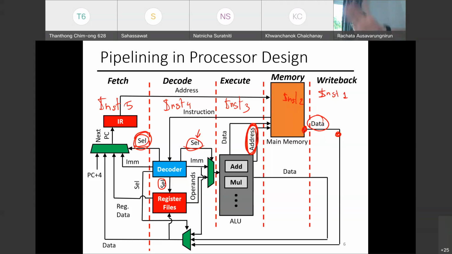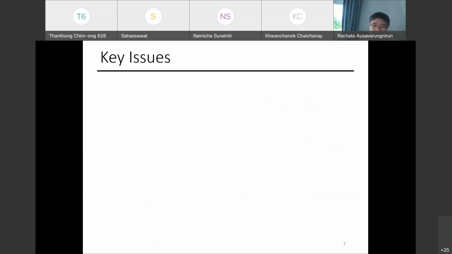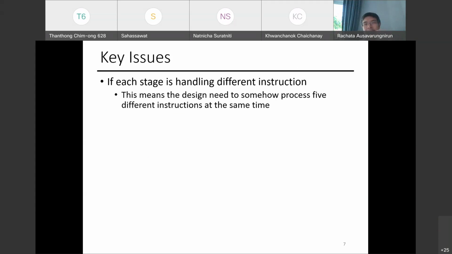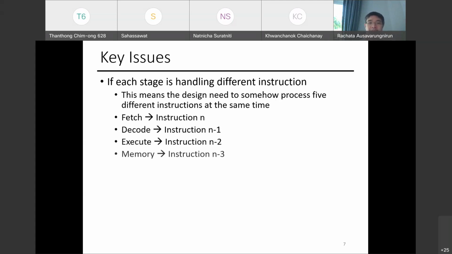So I'm going to go through the text part now that I've drawn things on a figure. So these are the key issues. Let's say each of the stages is handling a different instruction: instruction 1, instruction 2, instruction 3, instruction 4, instruction 5. It means that the design somehow has to process all the signals for all 5 instructions at the same time, right? Fetch is instruction n, decode n minus 1, execute n minus 2, memory n minus 3, and write back n minus 4. Anyone want to take a guess which one is the one that programmers see?